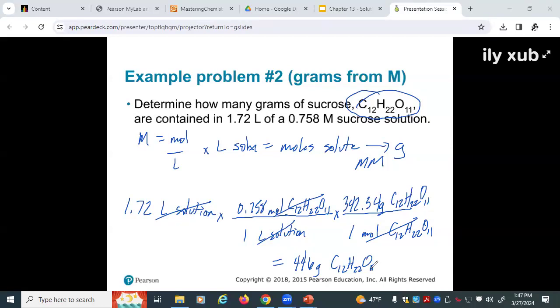So again, if you're asked to make a solution of a particular concentration and amount, take that concentration and that amount, multiply them together to give you the moles, then convert the moles into grams using molar mass. The only thing that is different here is how I'm getting the moles from the solution data.